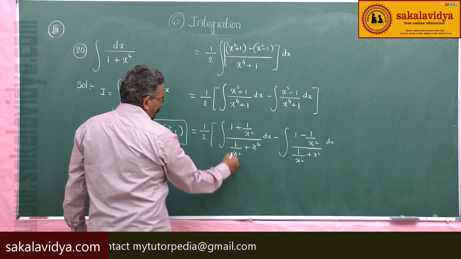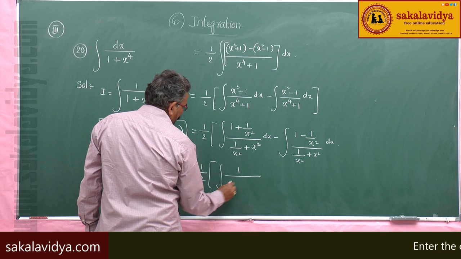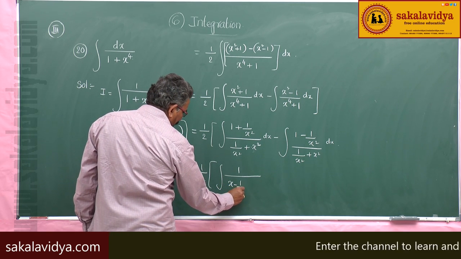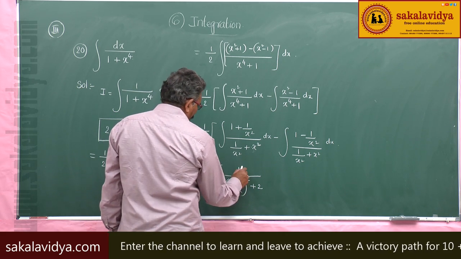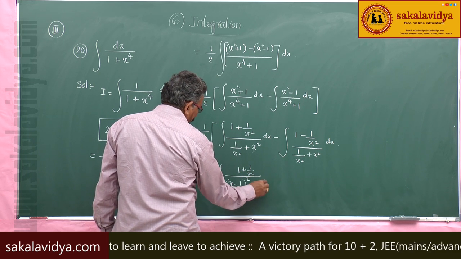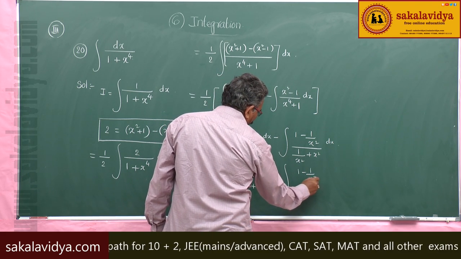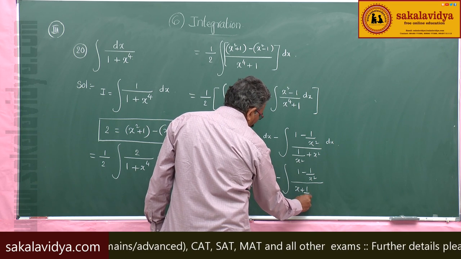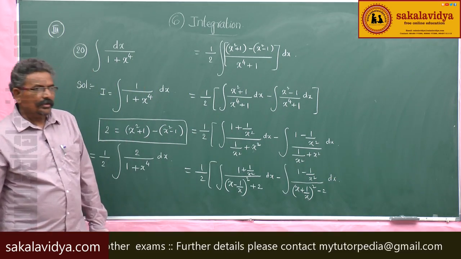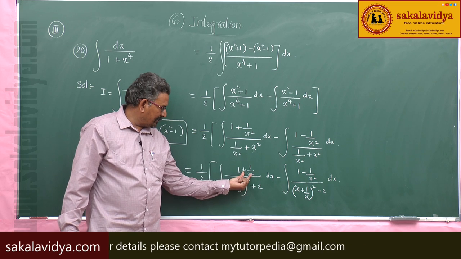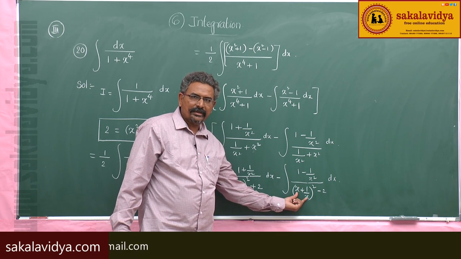So now let us write half into integral 1 plus 1 by x square by x minus 1 by x whole square plus 2 dx, minus integral 1 minus 1 by x square by x plus 1 by x whole square minus 2 dx. Here very interesting, 1 plus 1 by x square is the derivative of x minus 1 by x. Here 1 minus 1 by x square is the derivative of x plus 1 by x.